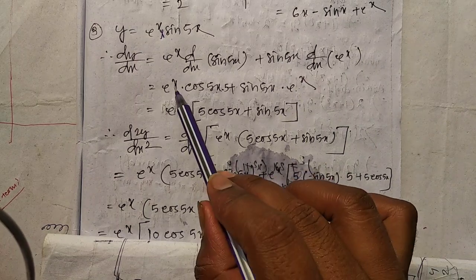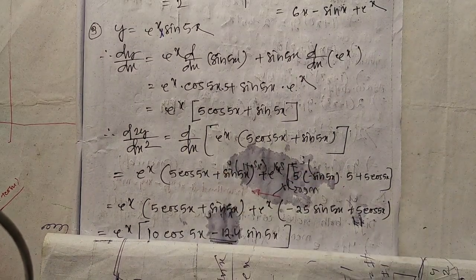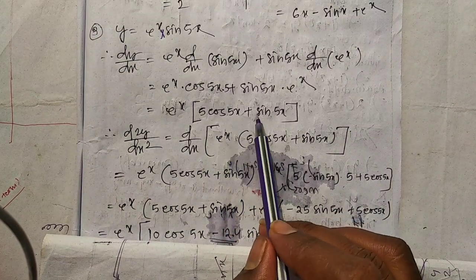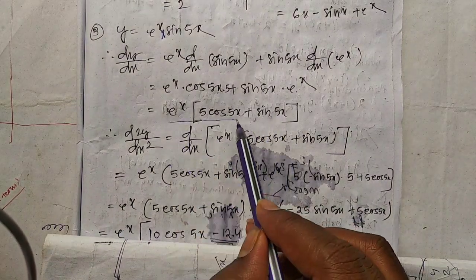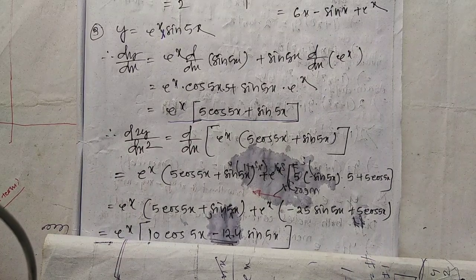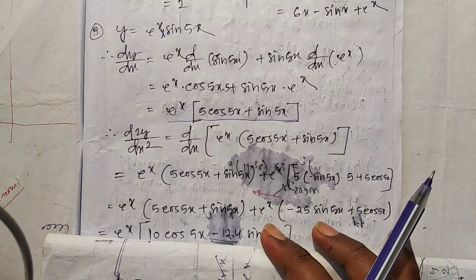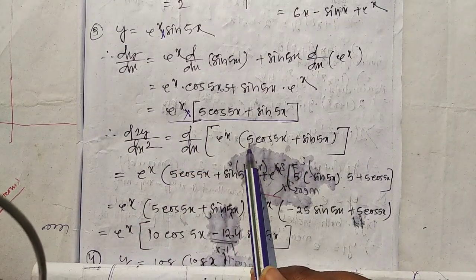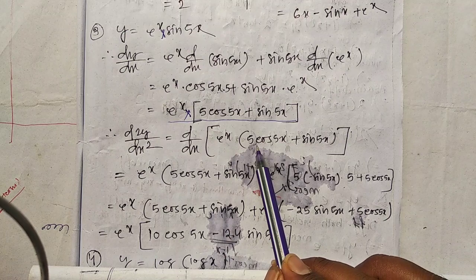Here e to the power x, here e to the power x, take common, and taking common we are getting e to the power x into 5 cos 5x plus sin 5x. This is our dy by dx. Again differentiate this one with respect to x in order to obtain the second order derivative. So again go for product rule.